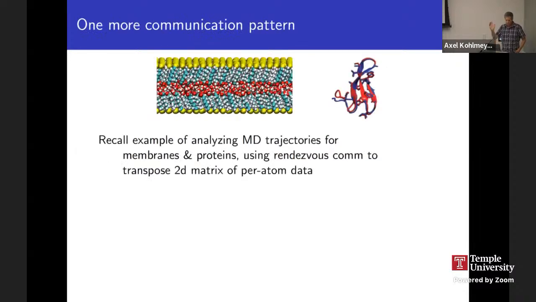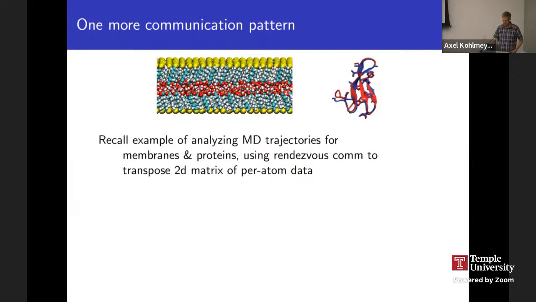Okay, so just a couple more slides. I want to come back to this communication pattern in the rendezvous example I took. This was the one where we had the cell membrane. We were looking for crossings of the membrane, close approaches to the docking sites. So this was to analyze MD trajectories using the rendezvous decomposition to effectively transpose this 2D matrix where things were stored by snapshot versus things stored by atoms.